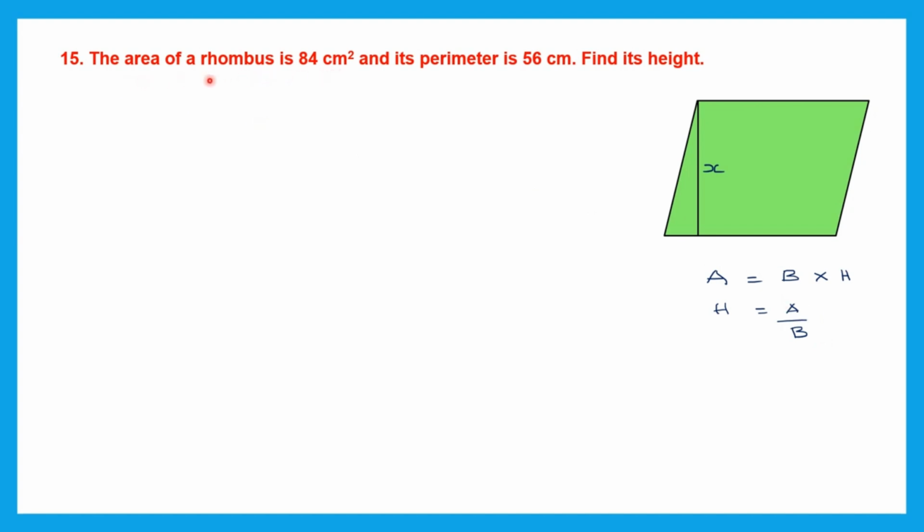Area is given to us. The area of the rhombus is given to us, but the base is not given. So how do we find the height? Now let's make use of what else is given to us in the question.